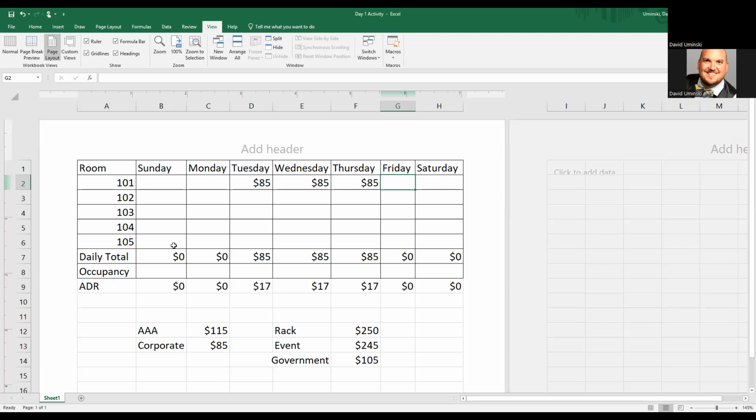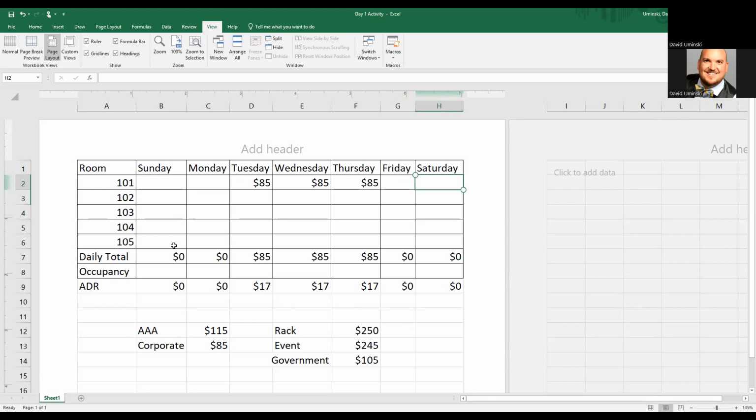I did forget to mention that we're not moving our guests from one room to the next. So in this case, with the event rate Thursday for 3 nights, you can't do Thursday, Friday, and then put the event rate up here on Saturday in room 101, because even though it's open, we're not going to move our guests from one room to the next.